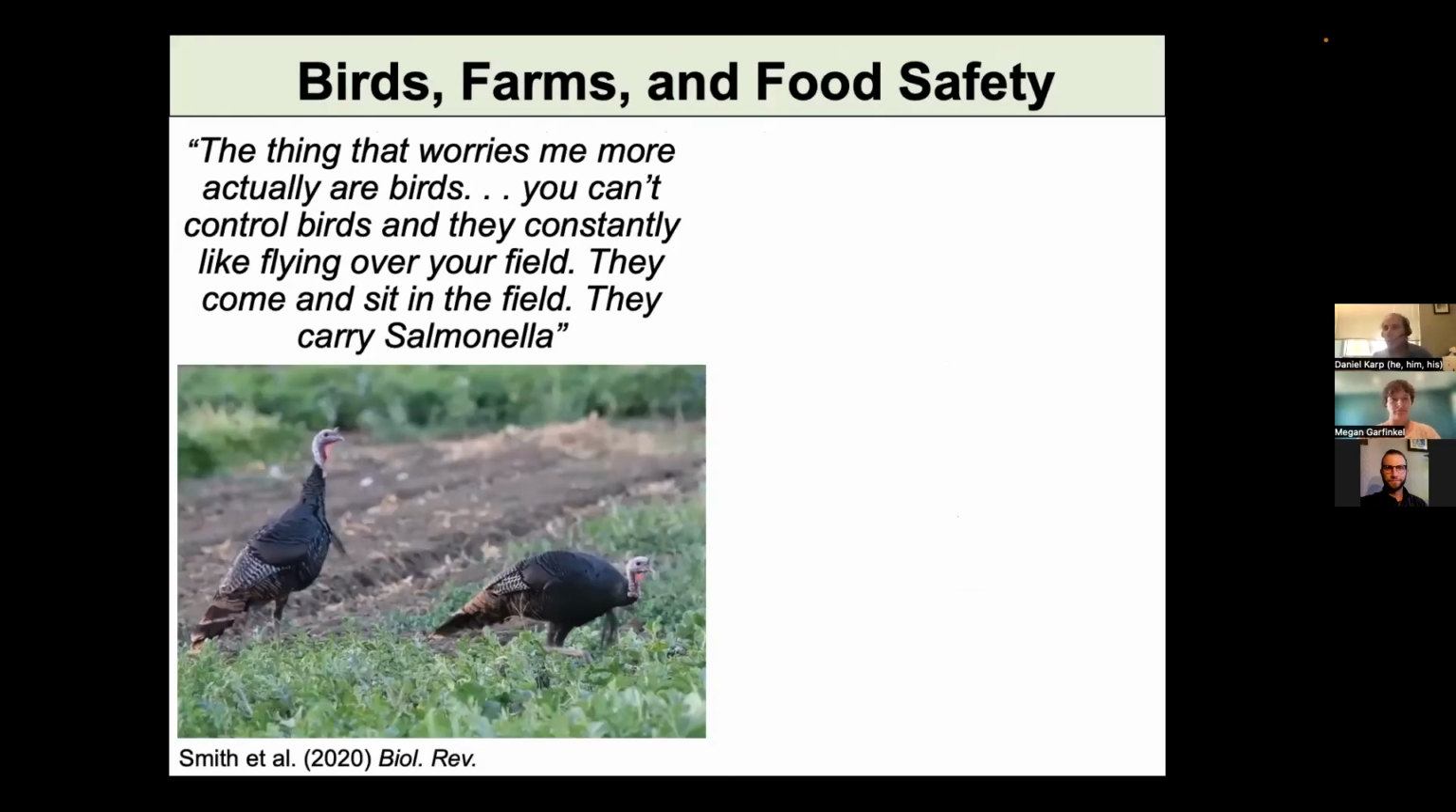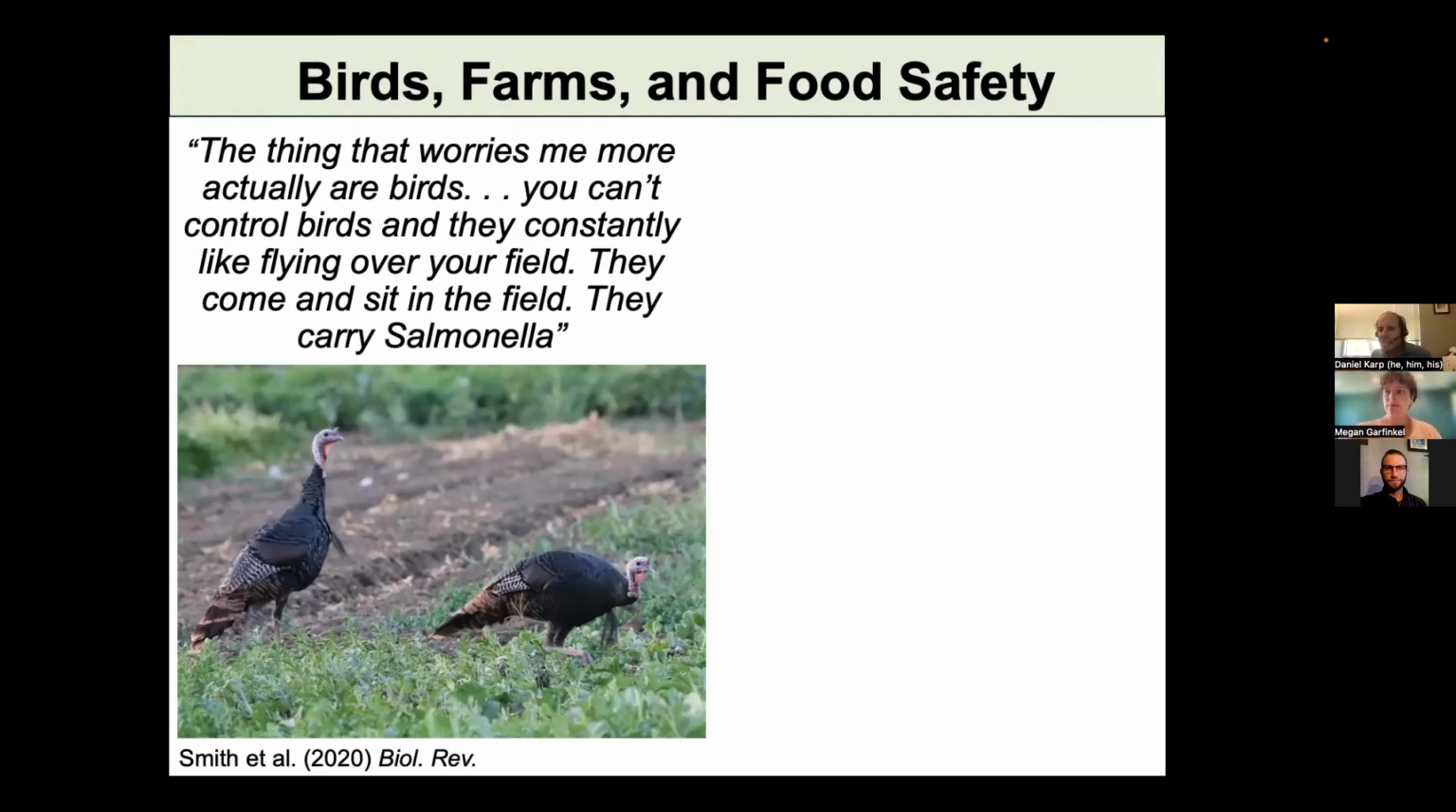We've done interviews with growers, surveys with growers, and we get quotes like this one all the time. "The thing that worries me more actually are birds. You can't control birds, and they're constantly flying over your field. They come and sit in the field, they carry salmonella." And so growers are concerned about them. And it might be that the habitat removal practice is simply just not discouraging bird intrusion, but they are indeed a risk, or they might not be a risk.